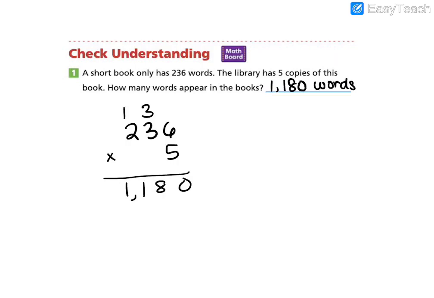All right, so in these copies of the books, there's going to be 1,180 words. Okay, so we started with our ones place. We had to regroup that 30 ones as 3 tens and 0 ones. When we multiplied our tens place, we got 15 tens plus the 3 that we regrouped was equal to 18 tens. We recorded the 8 tens and regrouped the 100. 5 times 2 hundreds was equal to 10 hundreds plus that 1 would be 11 hundreds or 1,100.